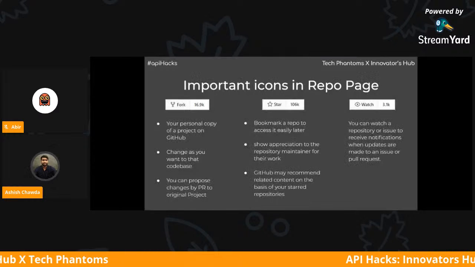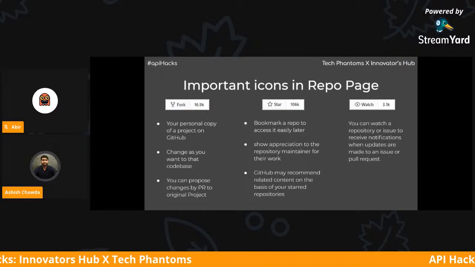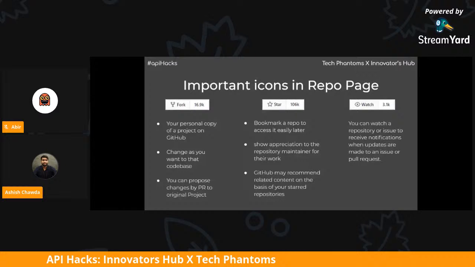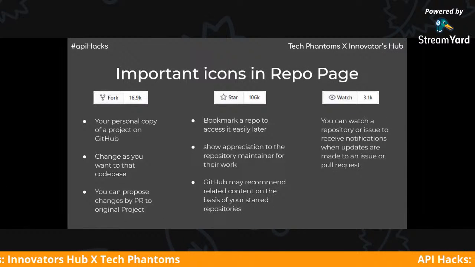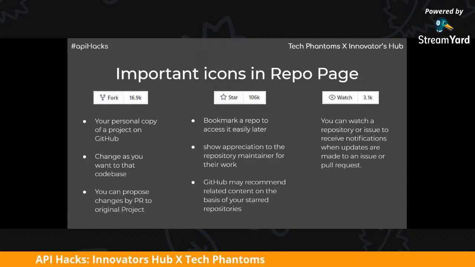And there are important things on this page which you need to know. First thing is fork. This is related mostly to open source, but let's talk briefly about it. Forking is making a personal copy of that project. For example, you saw something on GitHub and you want to work on it, so you will have to fork it to make a copy of that project.